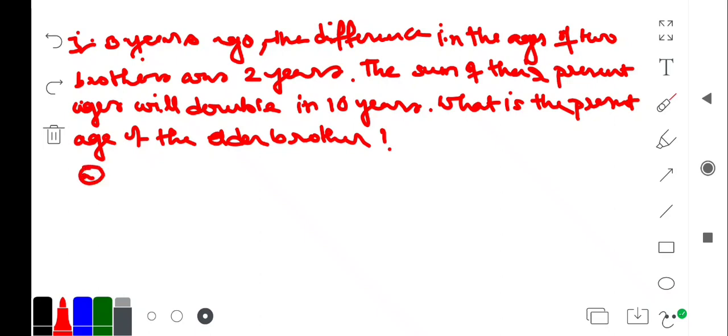The option A is 6, option B is 11, option C is 7, option D is 9. Okay. 3 years ago, এটা 3 years ago. The difference in the ages of the two brothers is 2 years. Okay, তাদের দুজনের বয়সে যে ডিফারেন্স সেটা 2 years. Before 3 years ago means we have to go 3 years back. So at that time, their difference between their ages was 2 years. Okay, 3 বছর আগে তাদের বয়সের ডিফারেন্স ছিল 2 years.